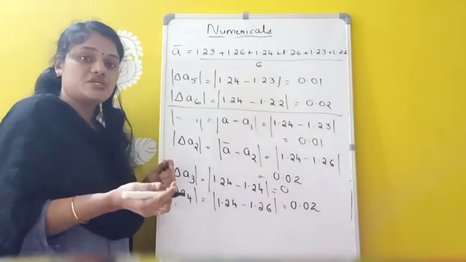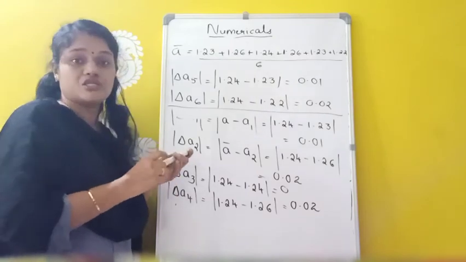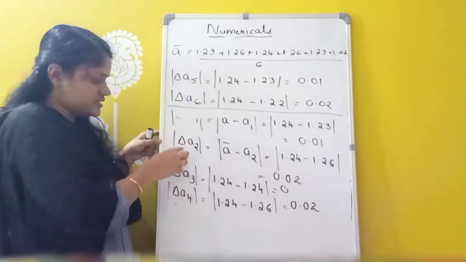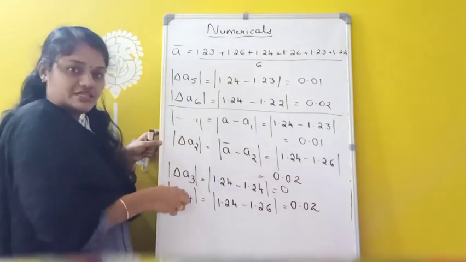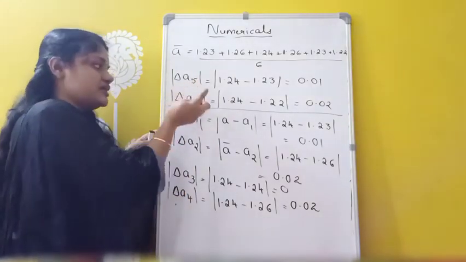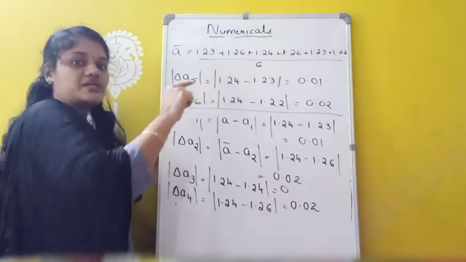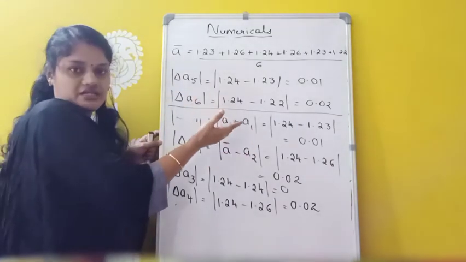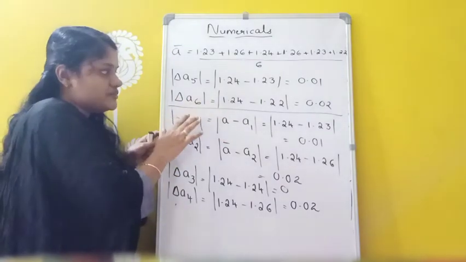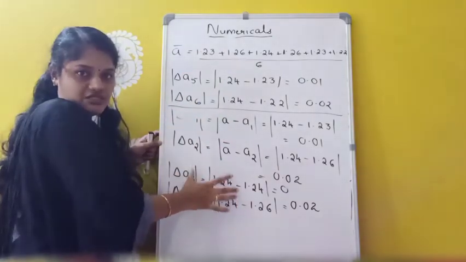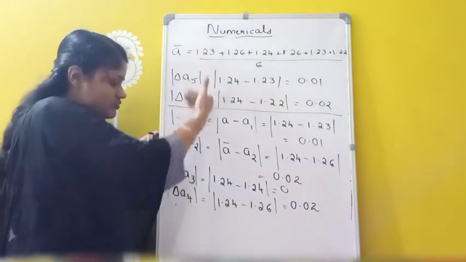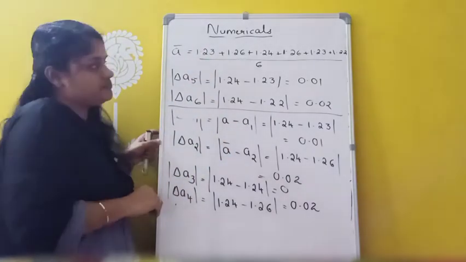Suppose they ask to find the mean absolute error, what will you do? We have to add all these quantities, delta A1 plus delta A2 plus delta A3 plus delta A4 plus delta A5 plus delta A6, the whole divided by 6, which gives the mean absolute error. But in this question they are asking only absolute error, so you have to find only up to this much. If they ask for mean absolute error, you have to take the mean of all these quantities. Clear?